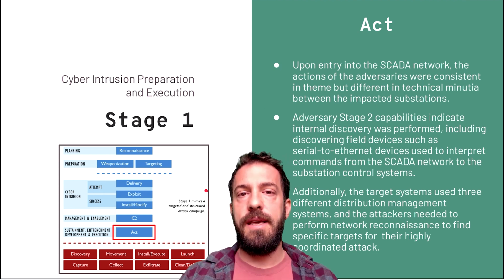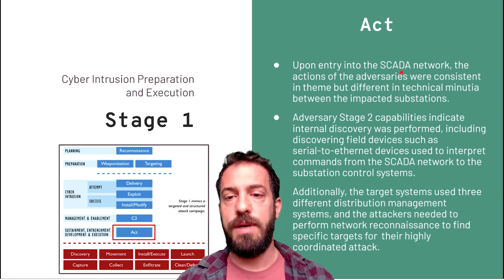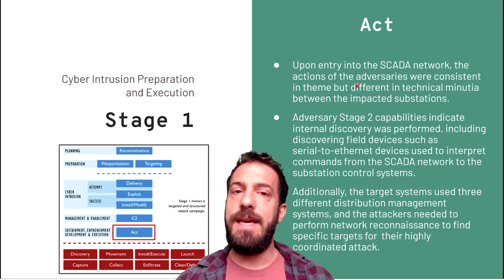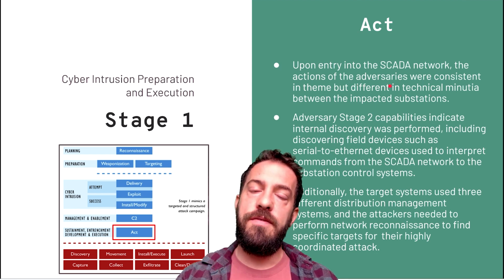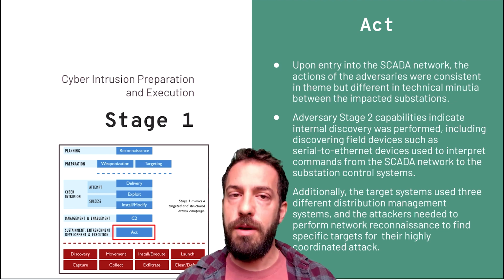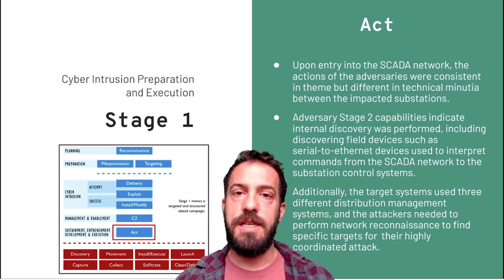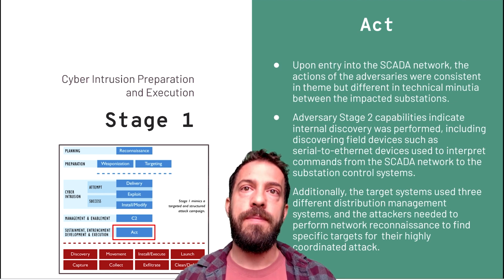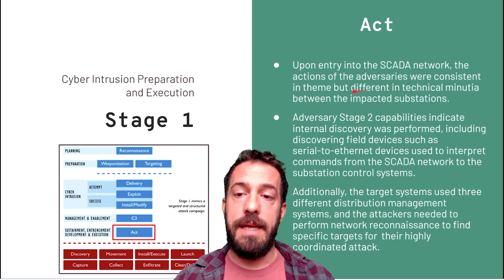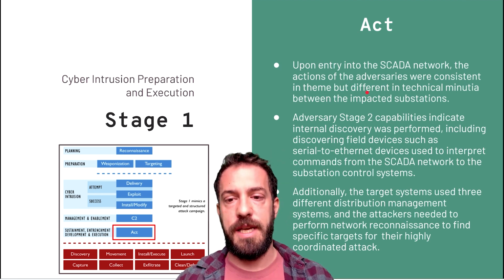And finally, on the act part, so they managed through this process, and stage 1 again is going from the IT world to the initial access to the OT side, to the SCADA network in this example, in the power grid example. And once they entered the SCADA network, there were different technical configurations of the systems. So even though they're all part of a power grid, still they had different configurations. The target was the same, turn off power, but the exact technical details were different between the impacted substations.